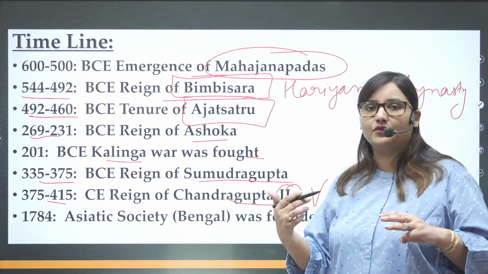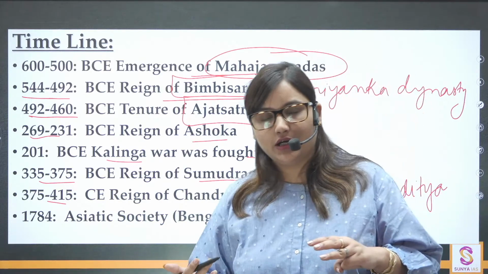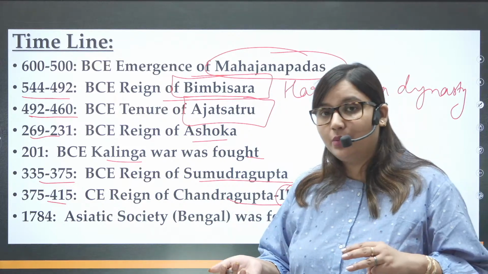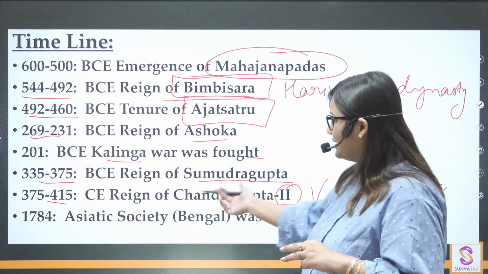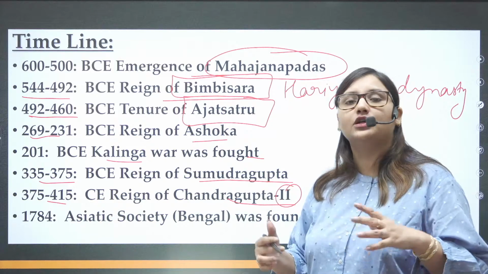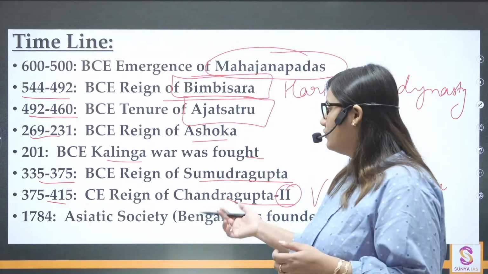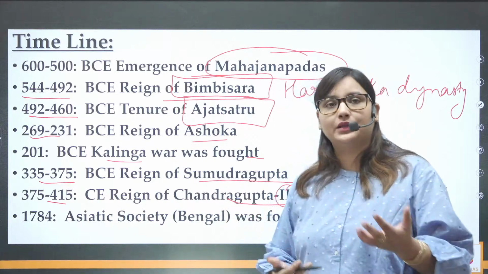He took the title of Sakari also when he defeated the Shakas, the Shaka Satraps in western India, and he captured Vallabhi from them. So we will discuss Chandragupta II, and during the rule of Chandragupta II, Fahian, who was a Chinese traveler, also visited India. We will discuss it when we come to the Gupta Empire.